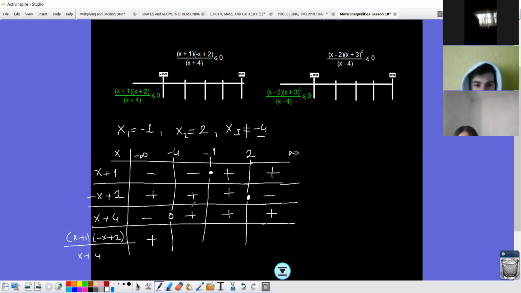Kibariye, what about the second one? What will be the sign at the end? Minus.